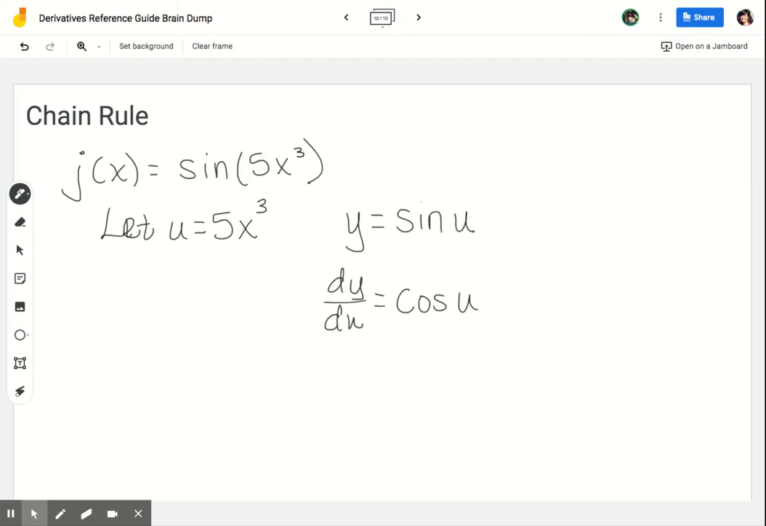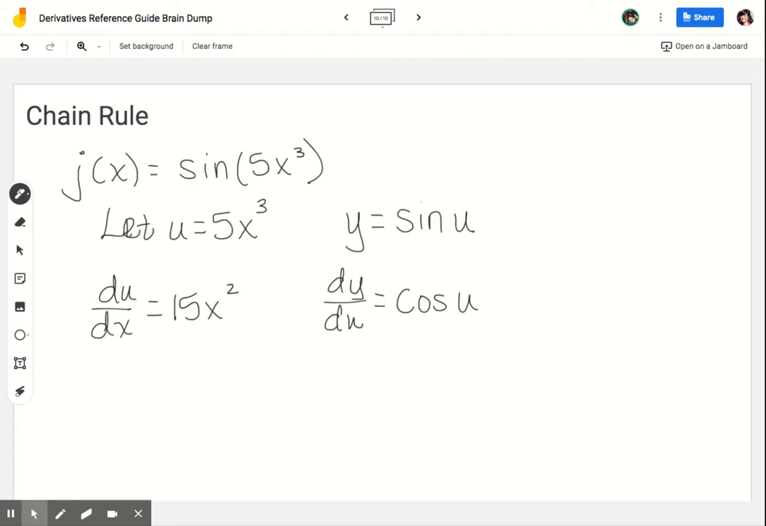Now we can take the derivative here of u equals 5x cubed. But again, this is not y and x input output. This is an input of x and an output of u. So we want to know how is u changing with respect to x. So how is u changing as x changes? So this is not dy dx, this is du dx. And the derivative here would be 15x squared.